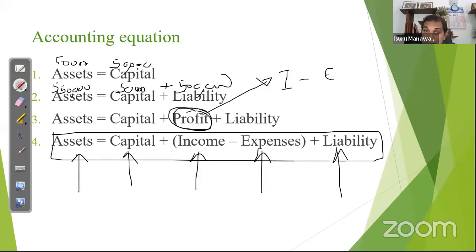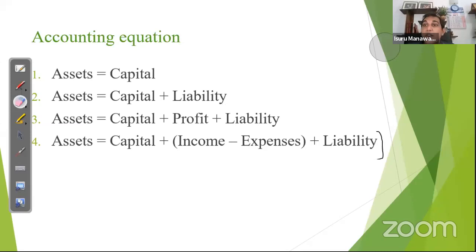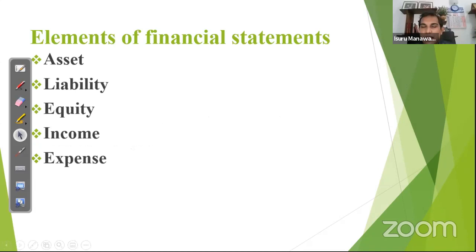Through the accounting equation, I have shown you some letters, some words, right? So those words are called what? Elements of financial statements. Those words are called elements of financial statements, right? Okay, now you can understand. These are the elements of financial statement.